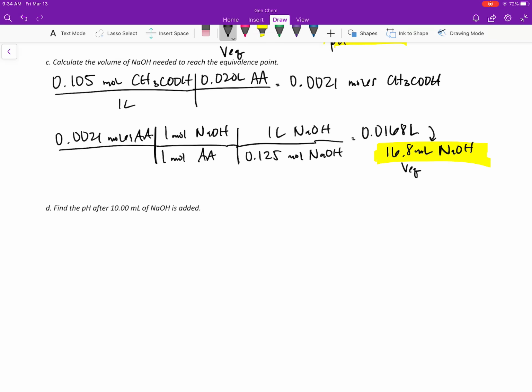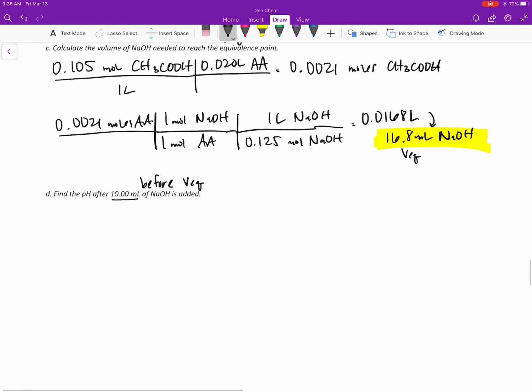So when I am before equilibrium, I'm going to treat it like a buffer. Okay, so in this case, I'm going to be at a volume of 10 milliliters, which is before VEQ, because my titration isn't at equilibrium until 16.8 milliliters. So what's happening now is this reaction that we saw before, the one that we started off with, because I have started titrating.